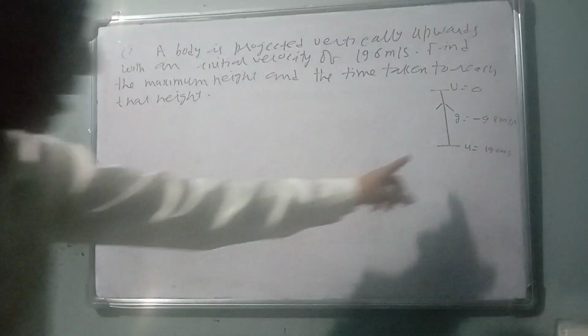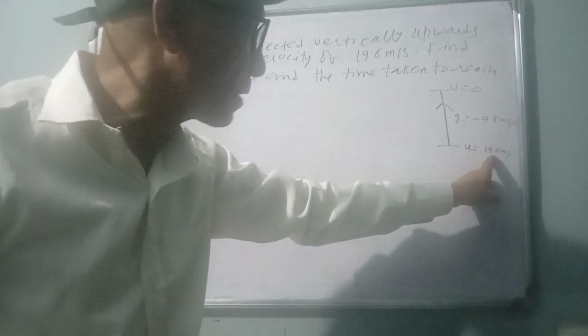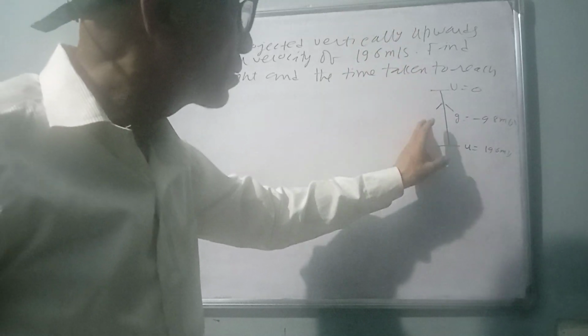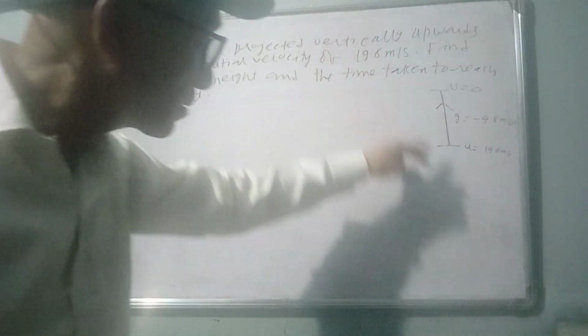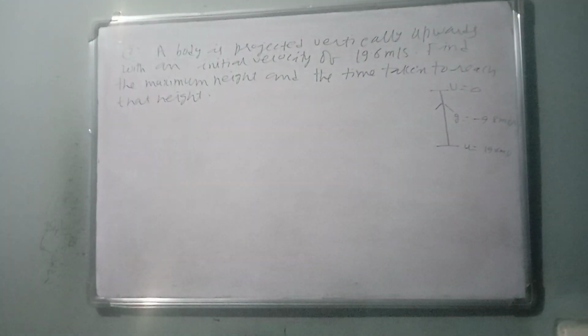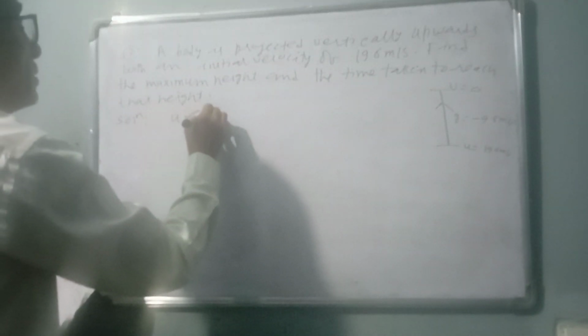For the maximum height, the body goes up because it is projected upwards with 19.6 meter per second. It is the work done against gravity. Gravity acts downwards but we are doing work upwards. The earth is pulling it down, and we are throwing it up. That is the calculation we are going to do. It is easy.